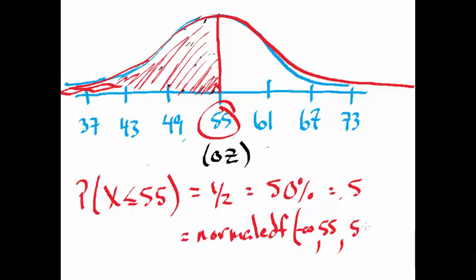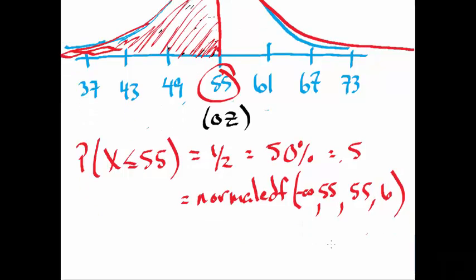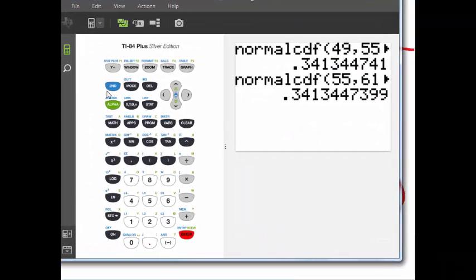Now let's get the mean and the standard deviation in there. It's still 55 and 6. And now let's see what we do here. Unfortunately, there is no infinity or negative infinity key on the calculator. So I just got to get something that's really, really far out. Okay, I'll put my upper point there, 55.